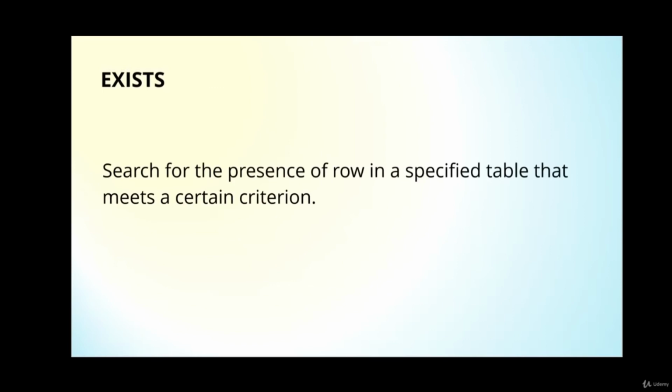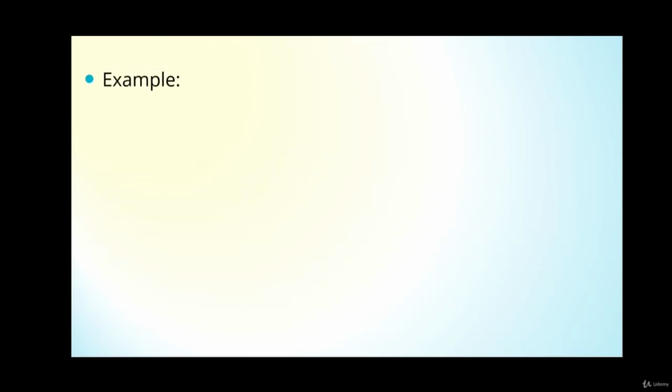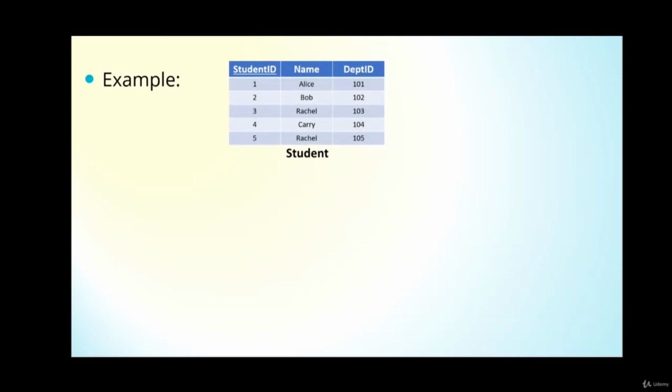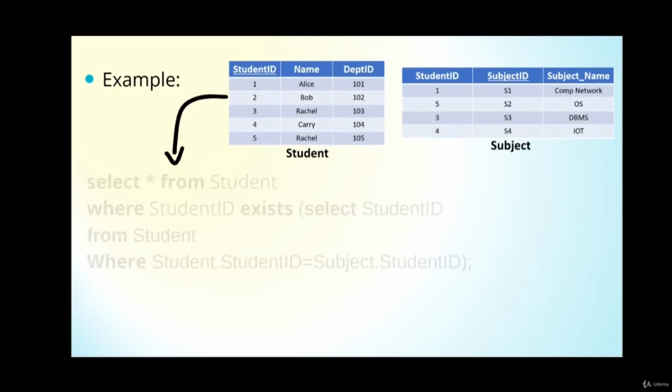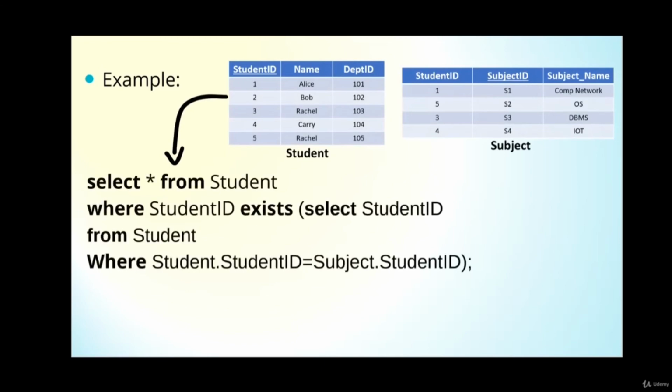Next is EXISTS. It searches for the presence of a row in a specified table that meets a certain criterion. Now let's see what we mean by this. For example, if we want to find the details of students who have enrolled in more than one subject, how will we find it? What this EXISTS operator does is, first it will run the outer query, that is select star from student. So the first table of student will be displayed.